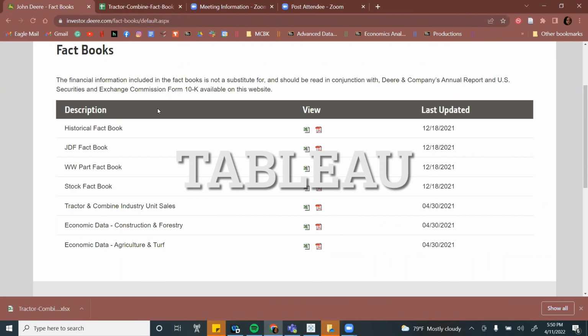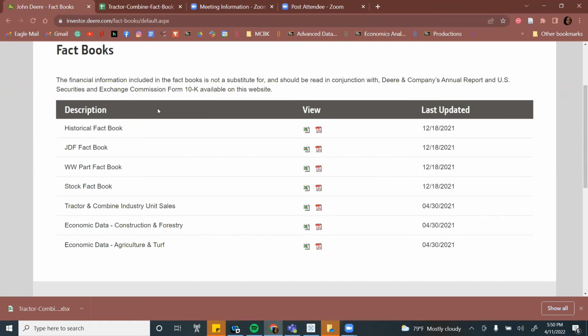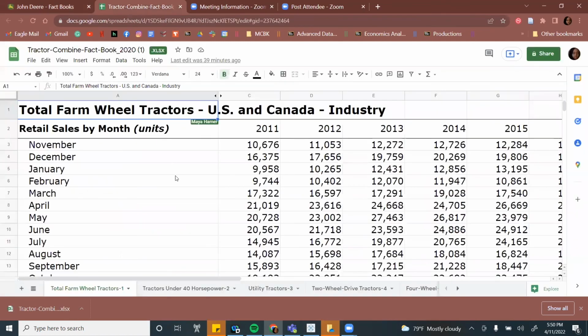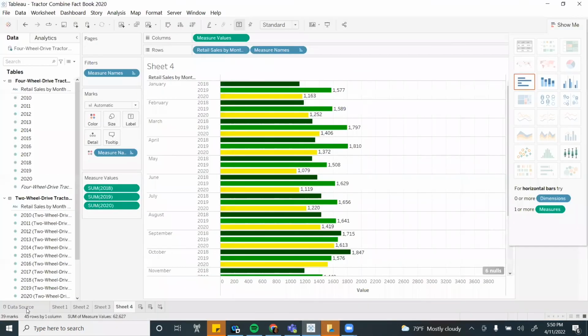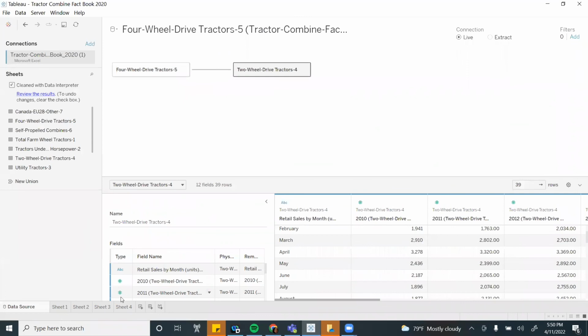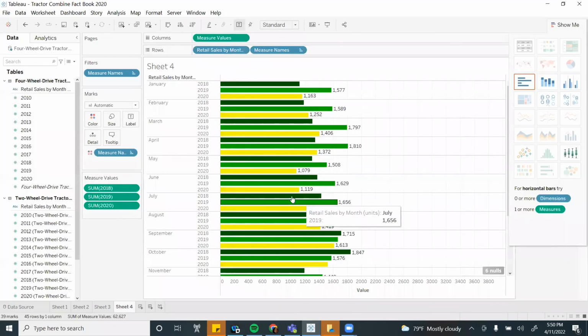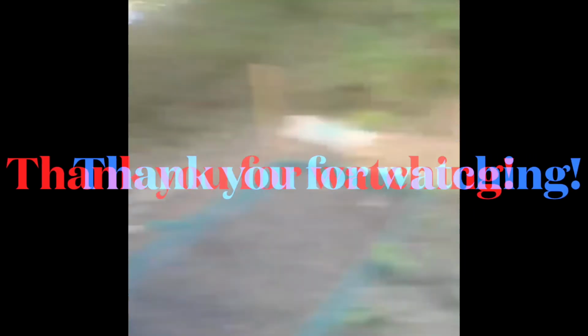Lastly, I wanted to show a small personal project that I did. I just wanted to look at the tractor sales from 2019 to 2020 at John Deere. So I went to the fact books and I downloaded tractor and combined industry unit sales. I put that into Sheets so I could look at it a little bit better. Then I put it into Tableau over here. And lastly, I just kind of wanted a little bit of visualization, and I only wanted to look at really 2019, 2020. I added 2018 as well, just to kind of give myself a little bit more of a visual.